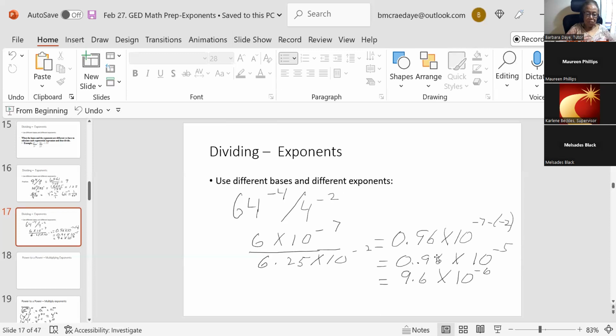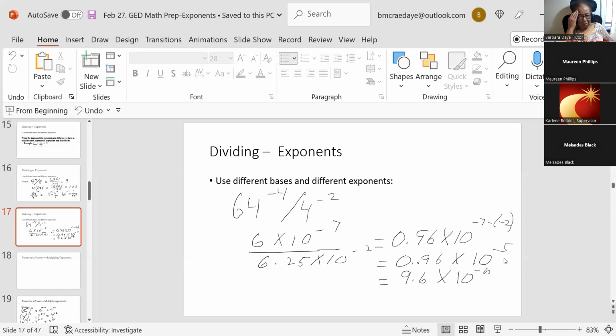But if I increase my base, I have to decrease my exponent. So for scientific notation, we don't leave it as 0.96. We move the decimal point between the 9 and the 6. And so since the base increased by 1, the exponent has to decrease. And a minus 6 is smaller than a minus 5. Right? Remember from the number line? Questions?